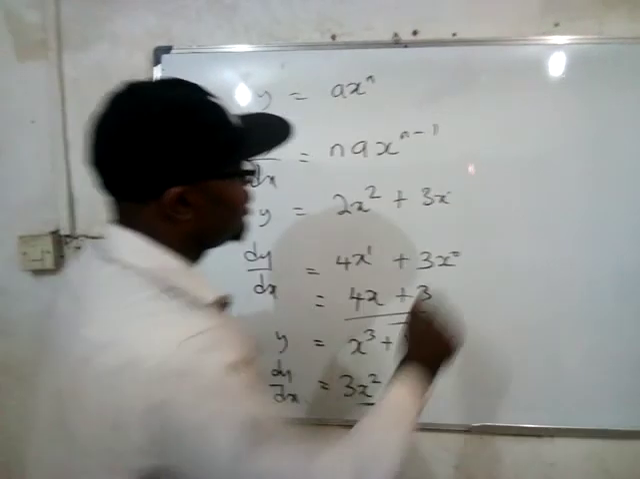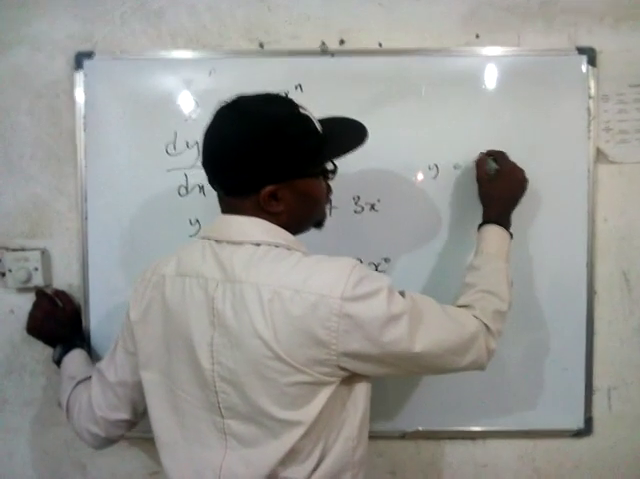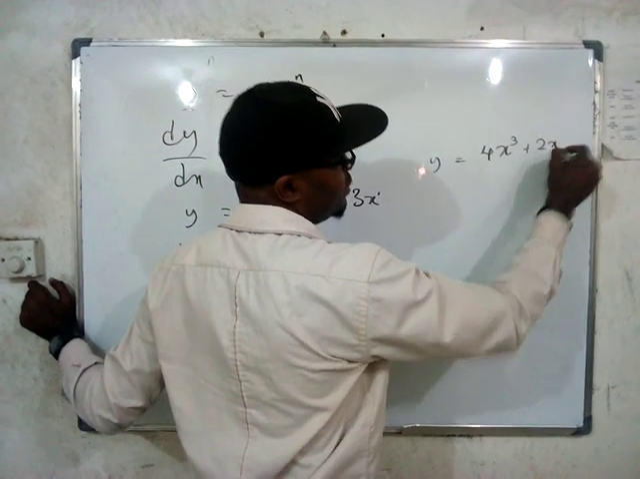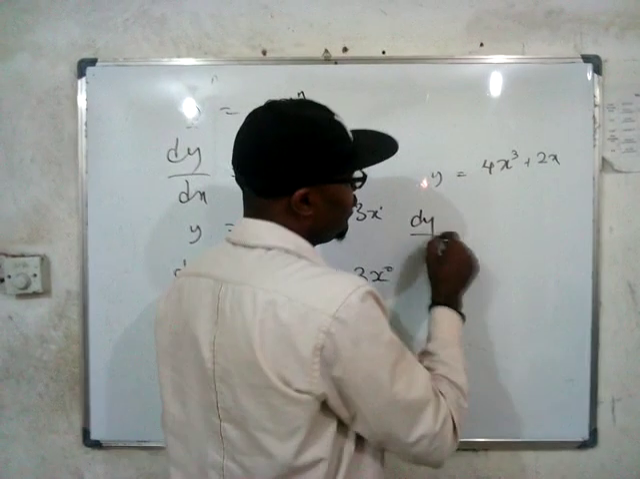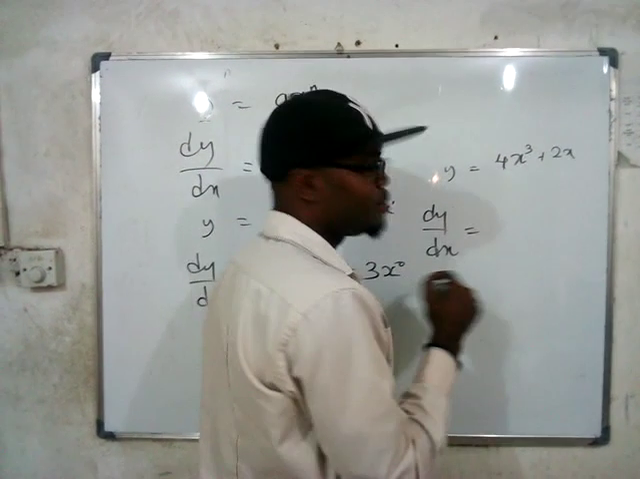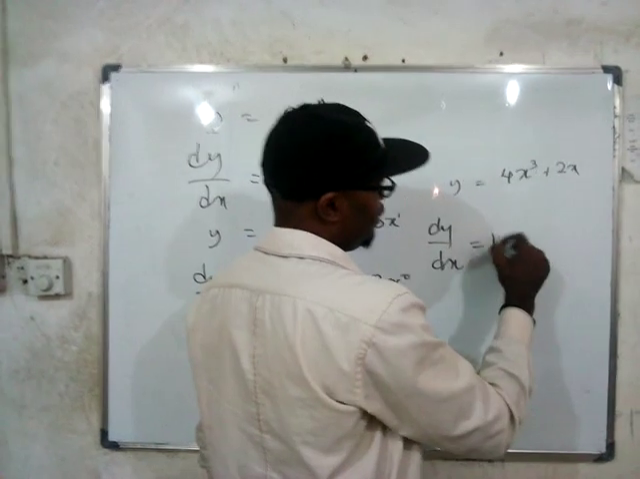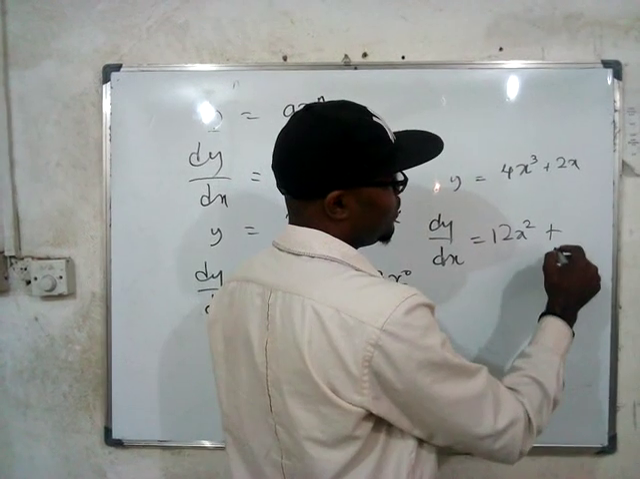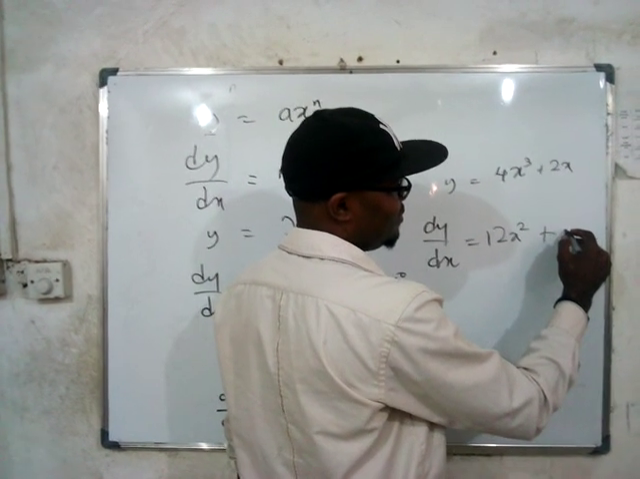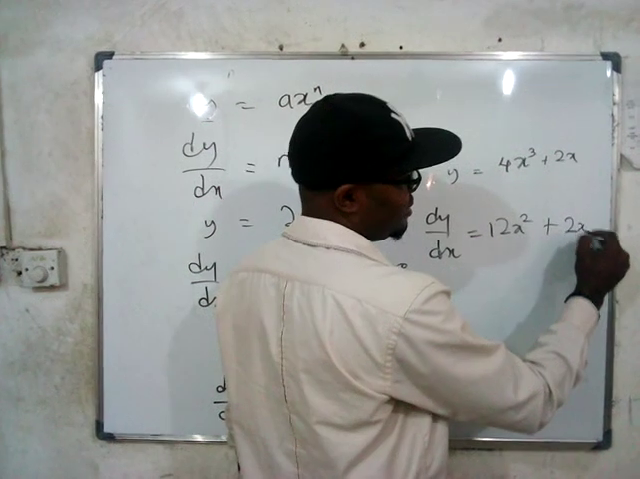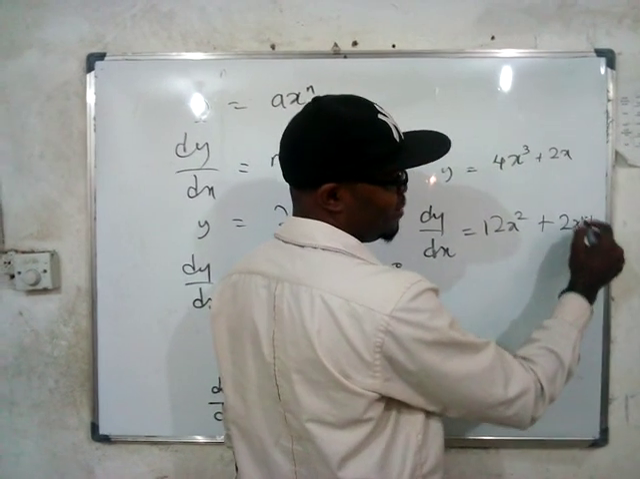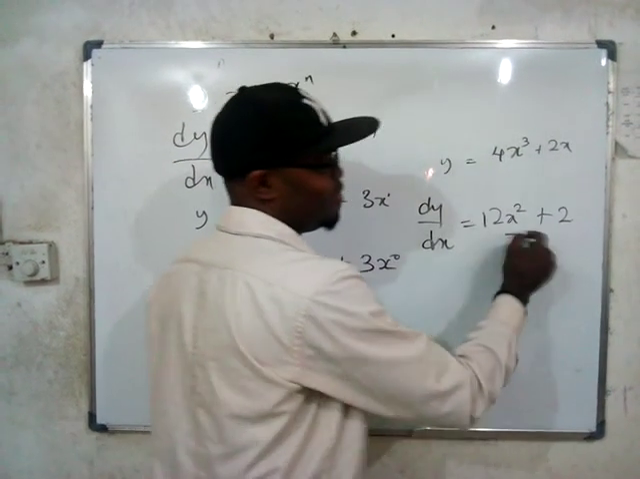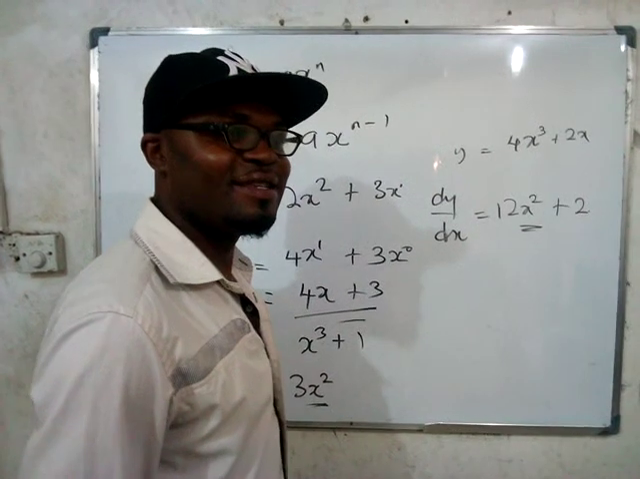Is that clear? Yes. Now if you are told to differentiate y equal to 4x cubed plus 2x, what will be the answer? The dy over dx will be equal to 12x squared, because 4 times 3 is 12, plus 2 times x to the power 1 minus 1, which is x to the power 0, and x to the power 0 is 1. So this is supposed to be the answer. Is that clear? Yes, sir.